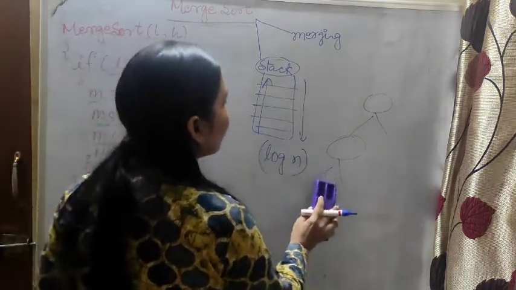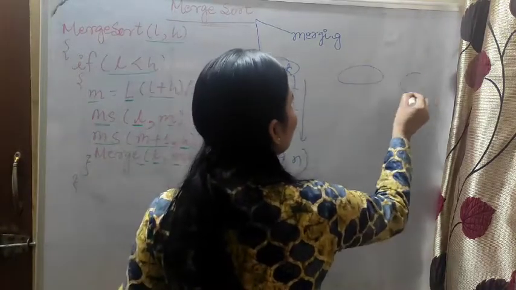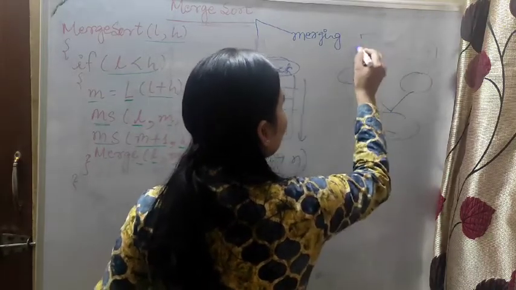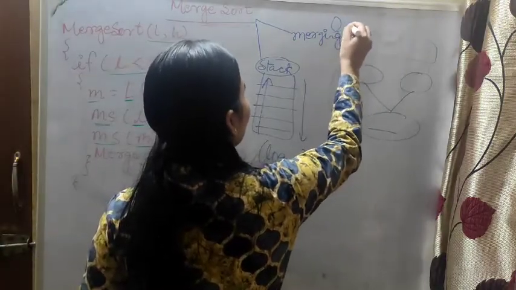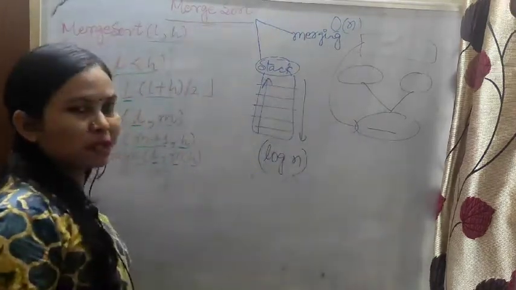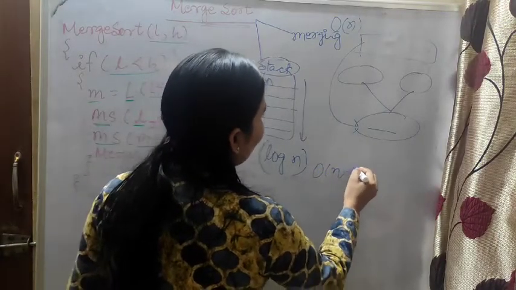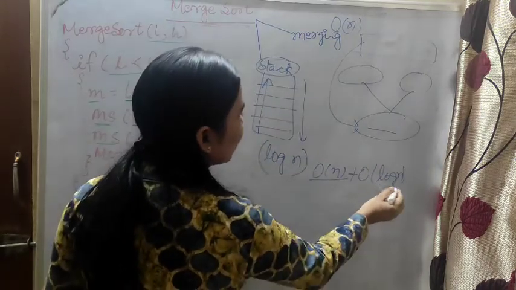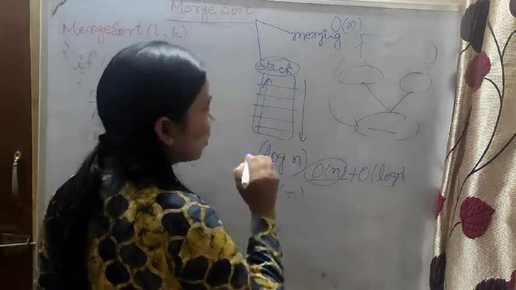Stack size is log n, and merging size is order of n. Why is merging size order of n? Because whenever we are taking two sub arrays and merging, the sorted array list and unsorted array list are both of the same size. So merging size is order of n. And for the merge sort space complexity, add both: order of n plus order of log n. Whenever you add them, which one is bigger? Order of n. So merge sort space complexity is order of n.